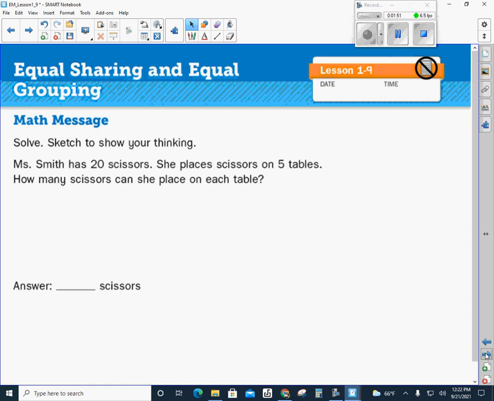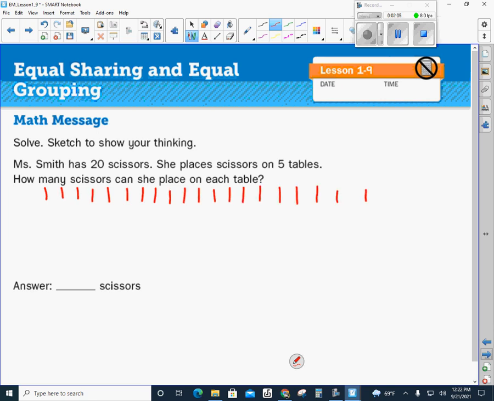Okay, so I know that she has 20 scissors. Now I've seen lots of boys and girls at the beginning of the year draw out those 20 scissors, 1, 2, 3, up to 20. Now some people do not draw those all out. I wouldn't draw those all out because that's a lot to draw. I just know that she has 20 scissors. So sometimes I just like to draw a circle and say 20 scissors, and that way I know that's what I have.